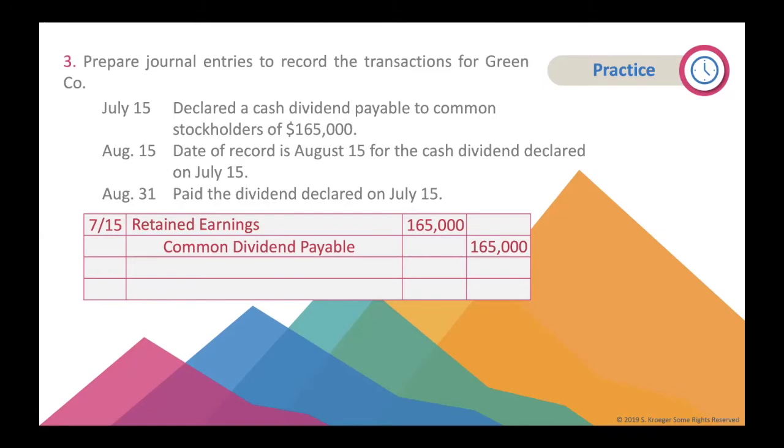Moving on to August 31st. This is the payment date. Remember, we need to get rid of the liability and pay out the cash. The debit is to common dividend payable. Remember, this cancels out the liability we made on July 15th. The amount for all these is the same, $165,000. The credit is the cash. We are spending $165,000 on the shareholders.